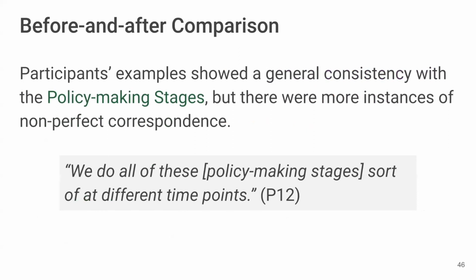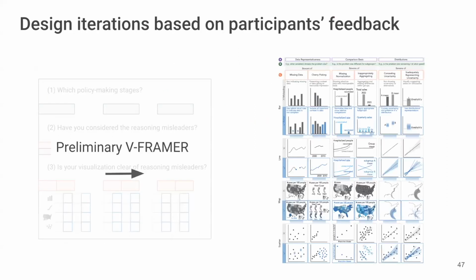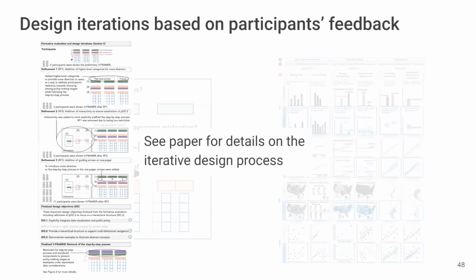However, even though there was a general consistency with the policymaking stages, there were more instances of non-perfect correspondence with our participants' examples. For instance, P12 mentioned that they do all of these stages at different time points. We noted participants' feedback throughout the interviews, and starting with the preliminary V-framer, we iteratively refined the design of the framework in between sets of participants to incorporate their feedback and ultimately reached our final framework. You can find more details on this iterative design process in our paper.